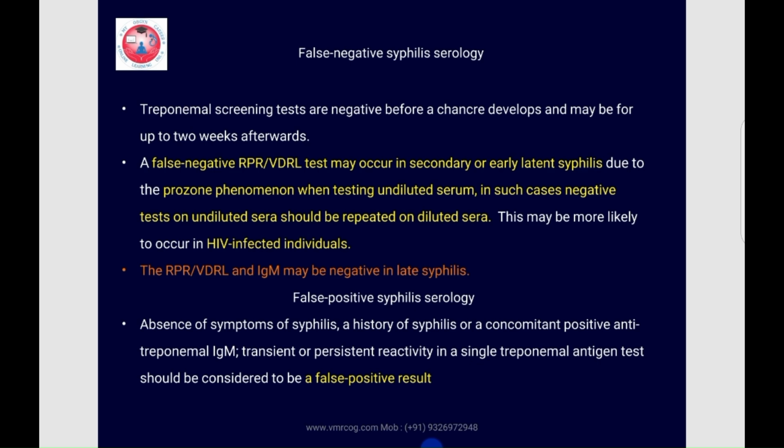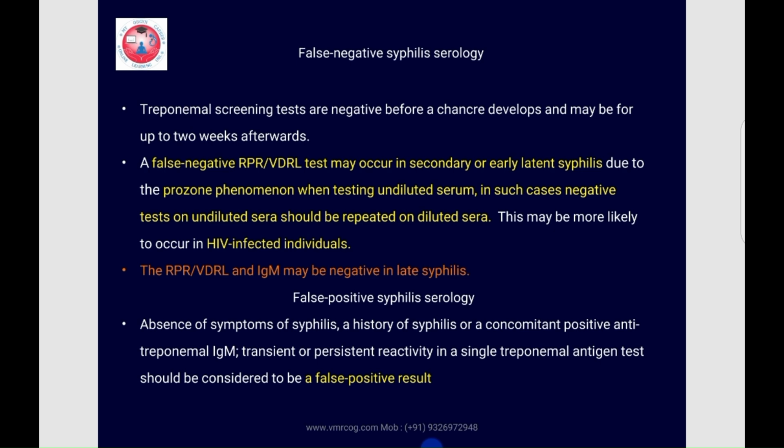Now let's see when we can get a false positive syphilis serology. That means there is no syphilis but the test gives a false positive result. So there are no symptoms of syphilis, there is no history of syphilis, and there is no concomitant positive anti-treponemal IgM, but there is a transient or persistent reactivity in a single treponemal antigen test, and it should be considered a false positive result.